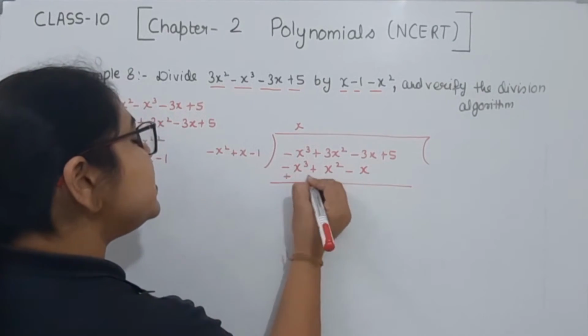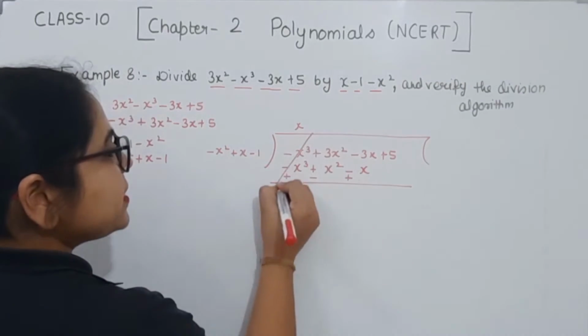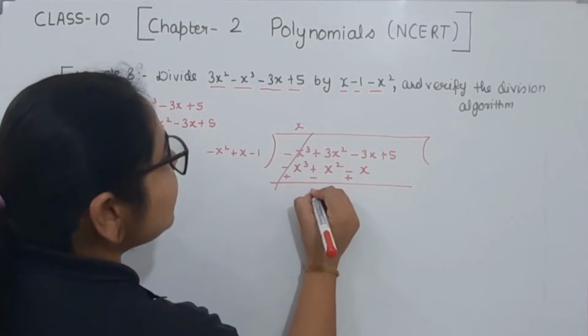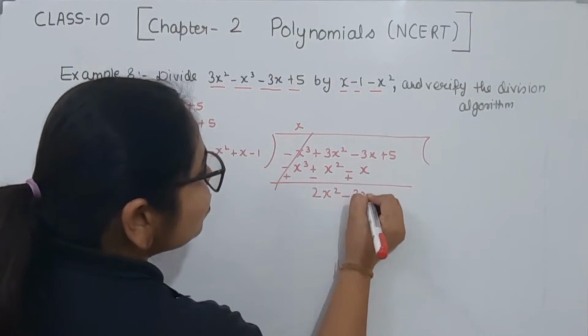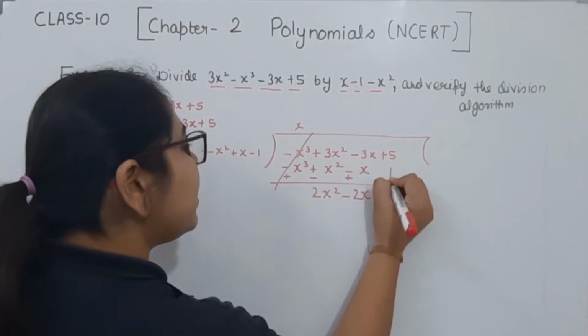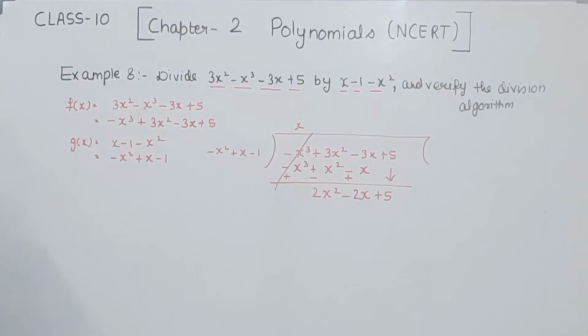Now I am going to change these signs. So plus minus cancelled. Now plus minus minus will have 2x square. Now plus minus minus will have minus 2x. And here we are going to carry this one, this 5 here.